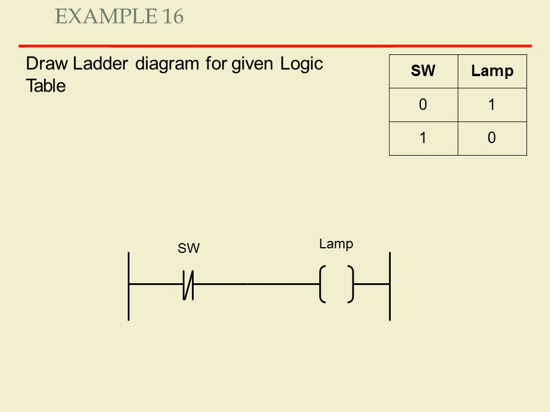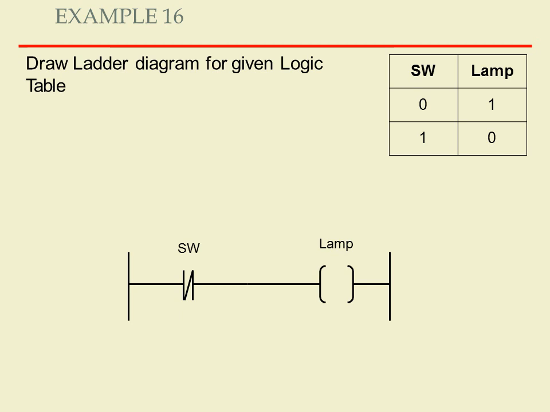Here example 16 is the reverse of example 15. So when switch is 0, lamp should be 1. When switch is 1, lamp should be 0. It means that when the switch is not pressed, lamp should glow. When switch is pressed, lamp should not glow. For this purpose we have to use a closed switch instead of the open switch, as we have taken in example number 15. Here we should take the closed switch, not the open switch.